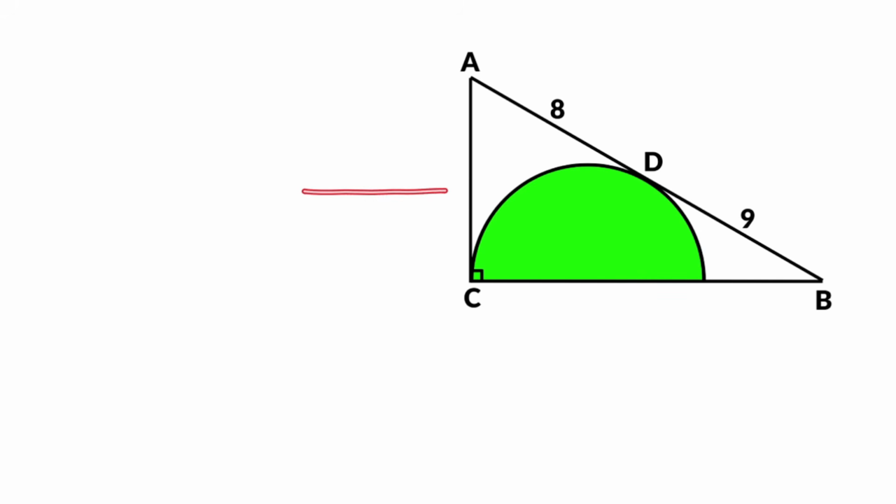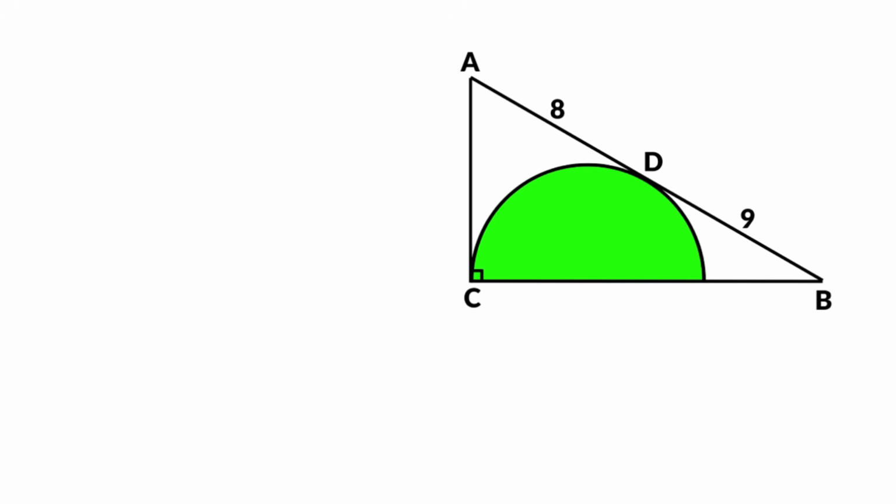This geometry puzzle is absolutely beautiful. We have a large right triangle, ABC. The right angle sits at point C, and tucked perfectly inside the triangle is a green semicircle. Its flat diameter lies along the base BC, while its curved edge touches the hypotenuse AB at exactly one point. Let's call that point D.